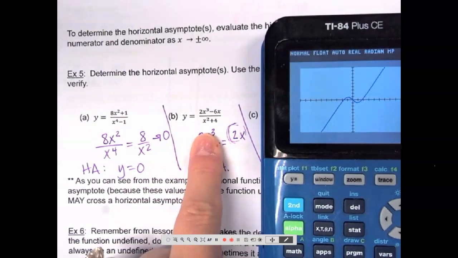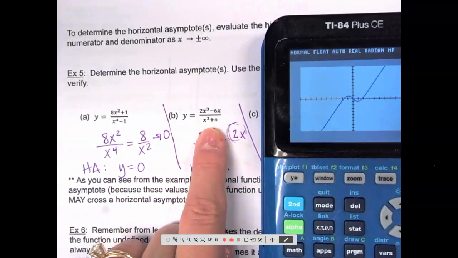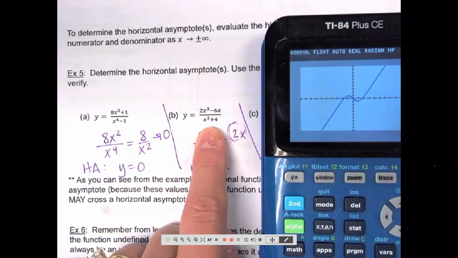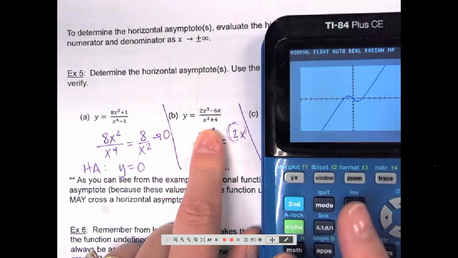And this doesn't even appear to have a vertical asymptote, does it? Okay, and look at the denominator. This is maybe the last denominator we did yesterday was like that. There's nothing that will make that 0. Therefore, I'm not seeing any vertical asymptotes.